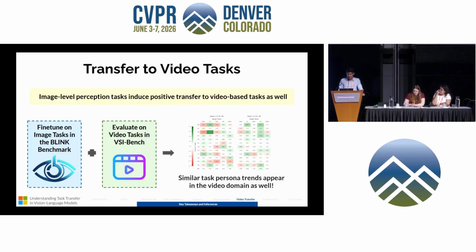Lastly, we also study some transfer to video tasks. Essentially, we take the fine-tuned models on the image tasks in the Blink benchmark and then evaluate them on video tasks on VSI bench. And surprisingly, we find the same task persona trends appearing in the video domain as well. For example, depth appears as a sponge task in both image as well as video tasks.